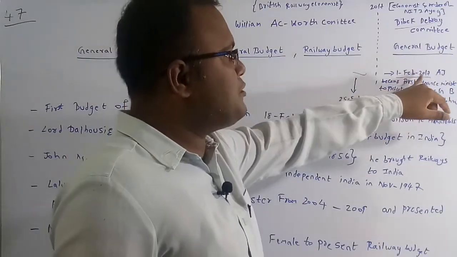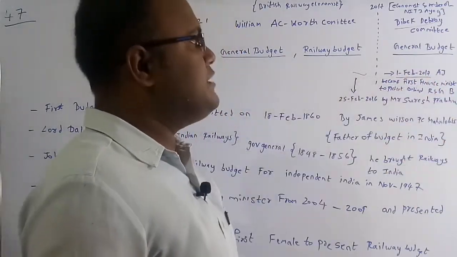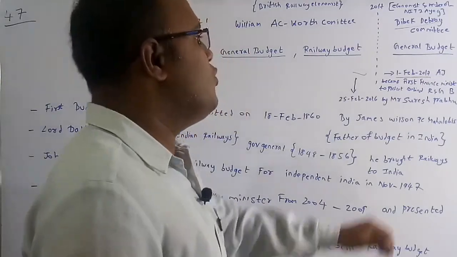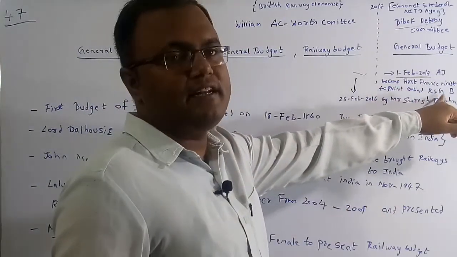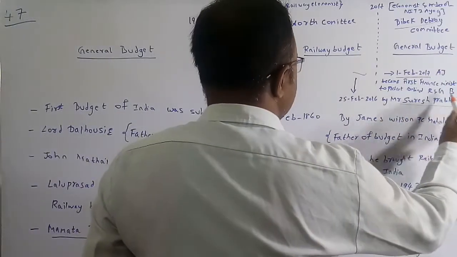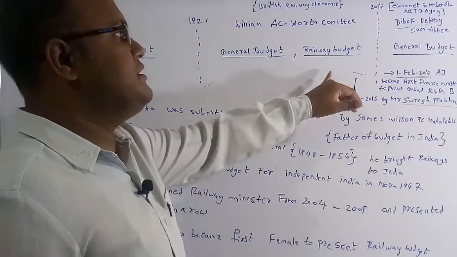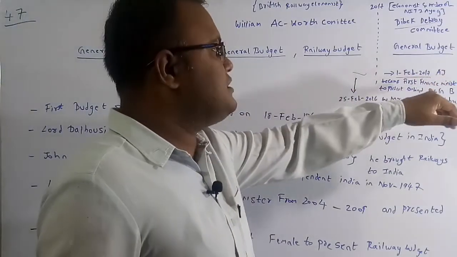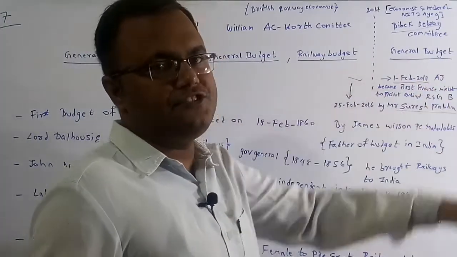So from 1st February 2017 onwards, Arun Jaitley became the first finance minister to present the combined railway and general budget. Suresh Prabhu was the last person to separately execute the railway budget, and Arun Jaitley was the first finance minister to present a combined railway and general budget.